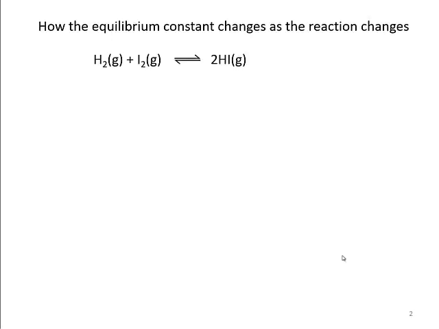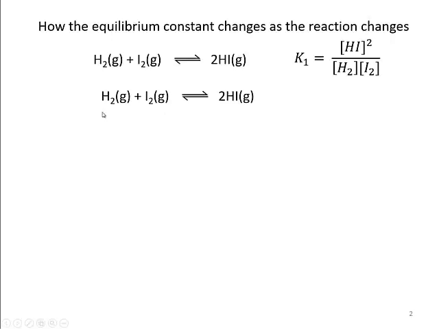chemical reaction. So here's a simple chemical reaction of H2 and I2 combining to form hydrogen iodide, and the equilibrium constant is, of course, products over reactants. And now what I want to do is change this reaction. So if I take this reaction and divide each of the coefficients by 2, how does the equilibrium constant change?